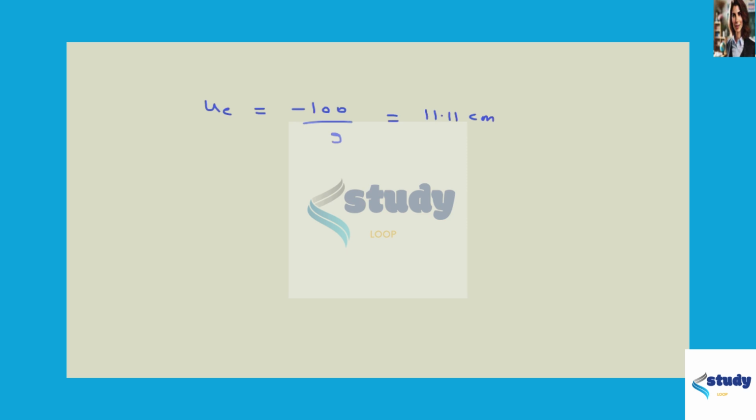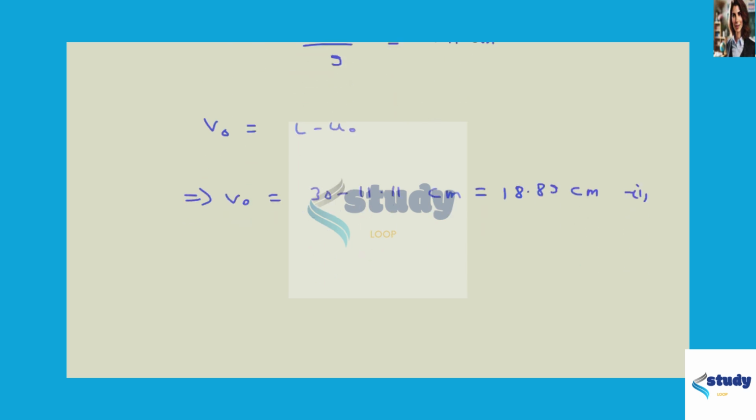Now let U0 and V0 be the object and image distance for objective lens. So image distance V0 is equal to L minus U0. So V naught is equal to 30 minus 11.11 centimeter, which is equal to 18.89 centimeter. Let it be equation 1.